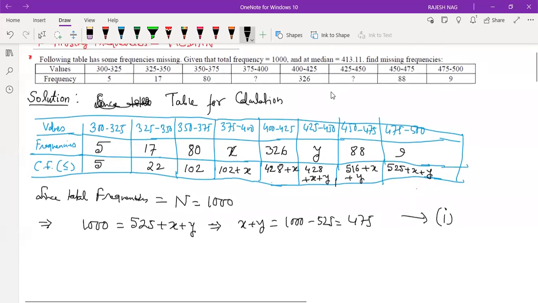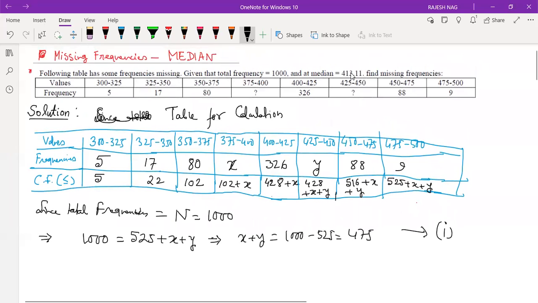Now how can you use this information? The median is given, so how can you use it? Let us think, the median is given as 413.11. That means you can conclude that this class is the median class, because 413.11 lies within this class, between its upper limit and lower limit.